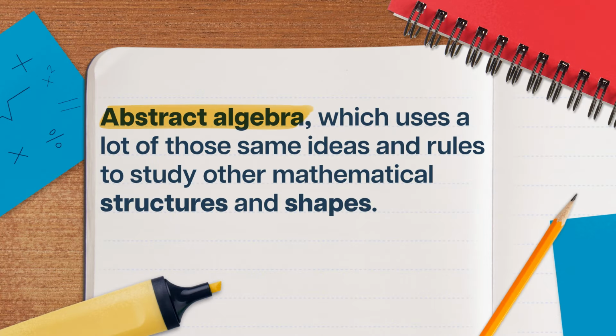There's also abstract algebra, which uses a lot of those same ideas and rules to study other mathematical structures and shapes. Like the patterns we see in different crystal structures are very abstract algebra. So is chemistry just math? We're not saying no. But in your first algebra class, you'll start with elementary algebra, your first step into the unknown. Elementary algebra introduces us to the properties of familiar math structures, like the numbers we all know and love.